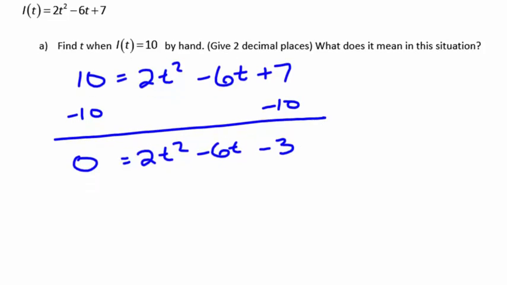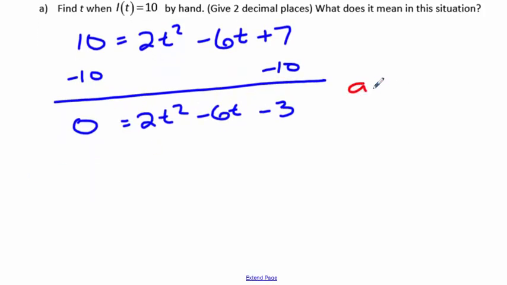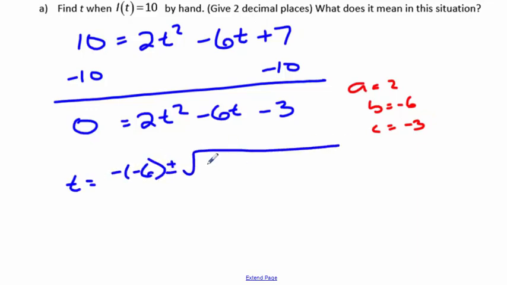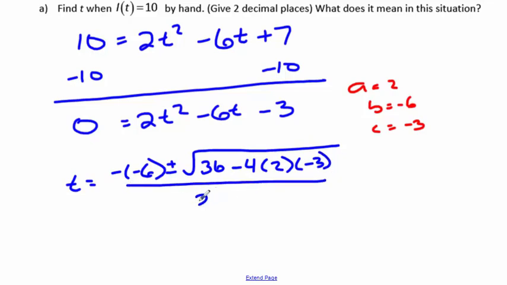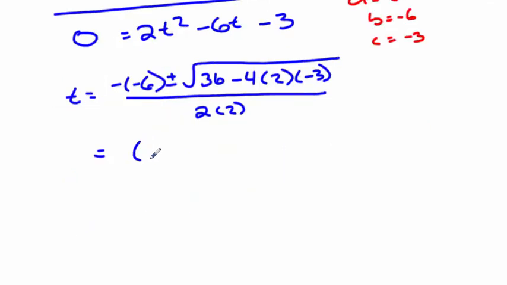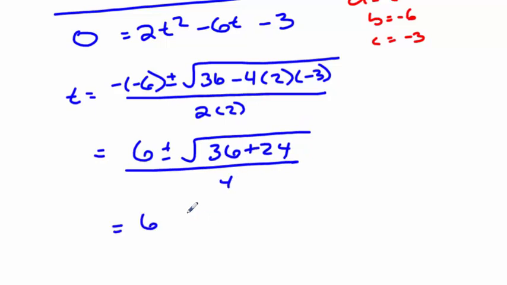Now we're going to use the quadratic formula to solve. Our a is 2, our b is negative 6, and our c is negative 3. So we have t equals negative negative 6 plus or minus the square root of negative 6 squared, that's 36, minus 4 times 2 times negative 3, over 2 times 2. So I've got 6 plus or minus the square root of 36 plus 24 over 4. 6 plus or minus the square root of 60 over 4.